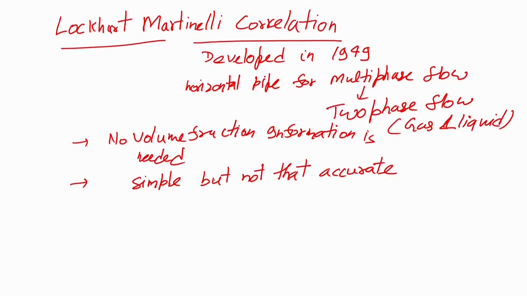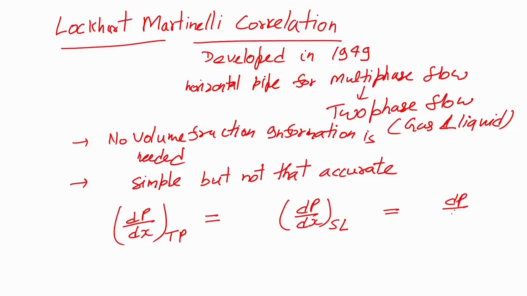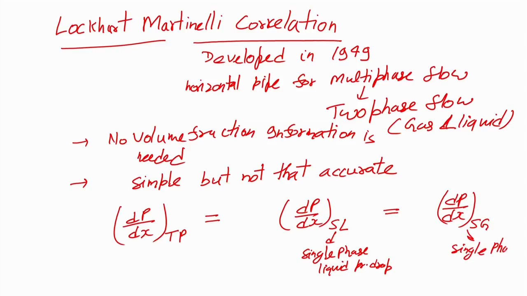So, what does the Lockhart-Martinelli correlation say? That the pressure drop in two phase flow will be equal to the pressure drop in single phase flow multiplied by some multiplier. Okay? So, suppose dP by dx in two phase flow will be equal to dP by dx of single phase liquid, or it will be equal to the dP by dx of single phase gas. So, single phase liquid pressure drop, single phase gas pressure drop. These are equal, but you multiply it with a multiplier, and these multipliers are phi square L and phi square G.